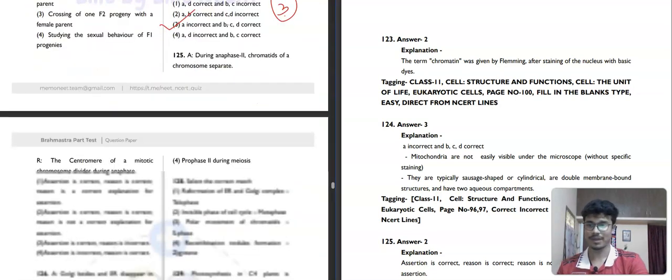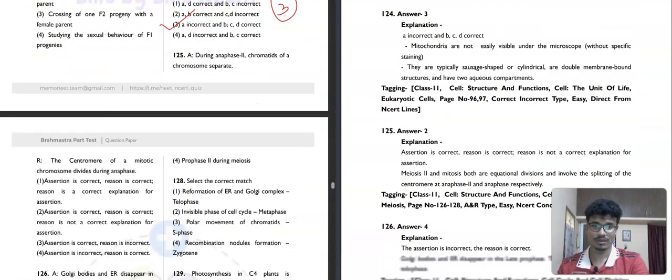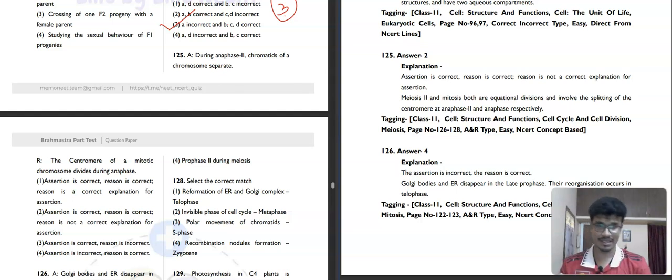Then question number 125. It is an assertion-reason question. The assertion says that during anaphase 2, chromatids of a chromosome separate. Correct? Definitely it is correct. The reason says that the centromere of a mitotic chromosome divides during anaphase. Yes. So, assertion and reason both are correct. Now, we will put a 'because' here and read it again. During anaphase 2, chromatids of a chromosome separate because centromere of a mitotic chromosome divides during anaphase.